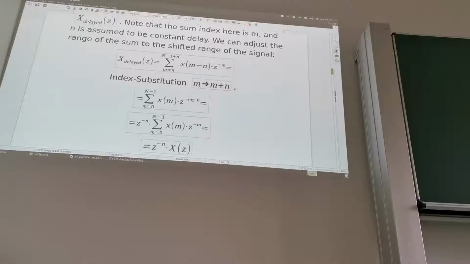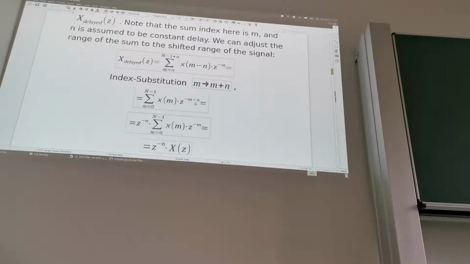But now we have minus m minus n in the exponent. So now, instead of having a shifted argument of the signal, we have a shifted argument in the exponent. This is what we achieved with this index substitution. And this is convenient because we can simply factor out the z to the minus n.